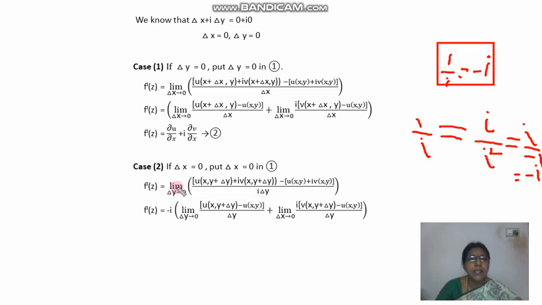Now you see limit delta y tends to 0, common the u terms only, u of x comma y plus delta y minus u of x y by delta y, already we are taking out i, so delta y, plus i into v of x comma y plus delta y minus v of x y by delta y.